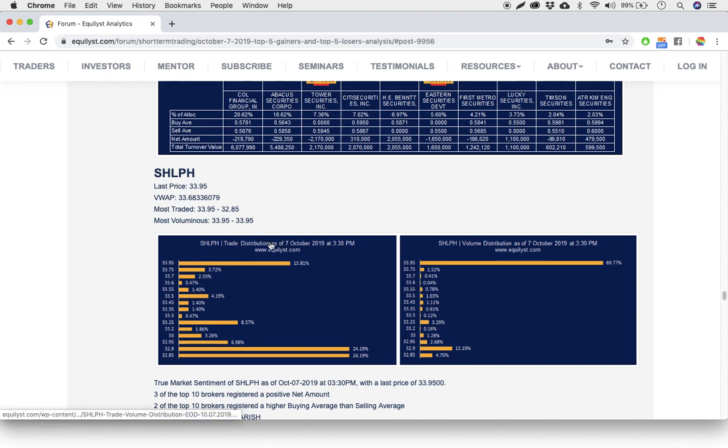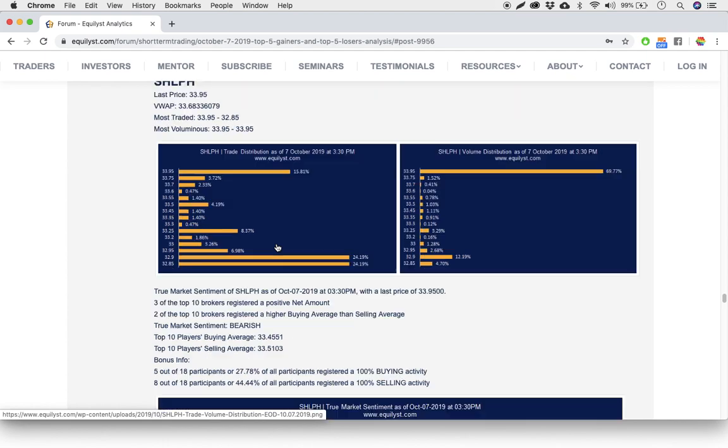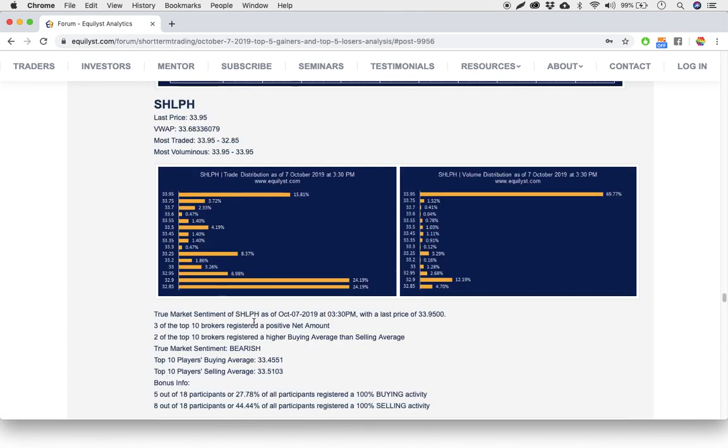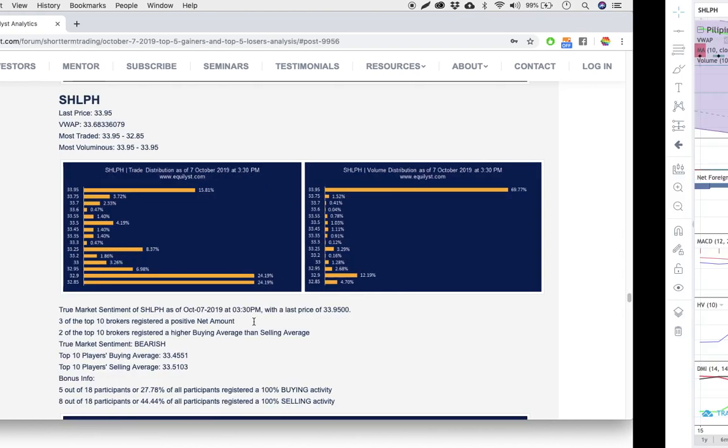Volume-wise, I am not confident to say that the dominant range is closer to the intraday high than the intraday low. Take note, we're talking about a range and not a singular price point. So in this case, I would say that the momentum power indicator is still bearish. The true market sentiment is bearish. It's in agreement with my sentiment derived from the trade and volume distribution chart.